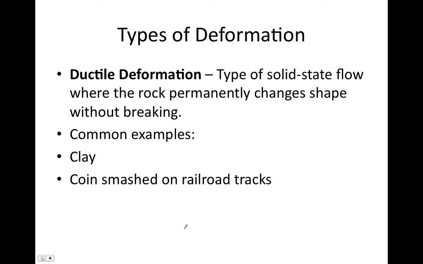So common examples of materials that undergo ductile deformation are clay, or if you ever smashed a coin on the railroad tracks, put it on railroad tracks and allowed a train, when a train goes by, to smash the coin, or one of those tourist things where you put in a quarter and you turn the crank and it flattens a penny and puts some pattern on it. So those are examples of ductile deformation.